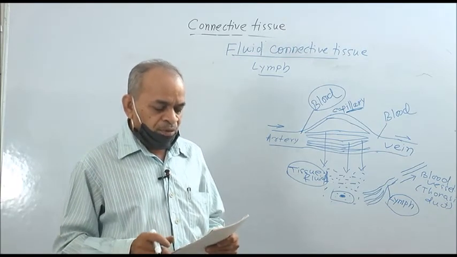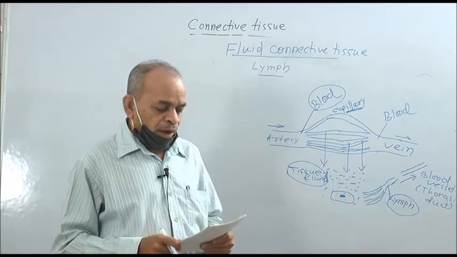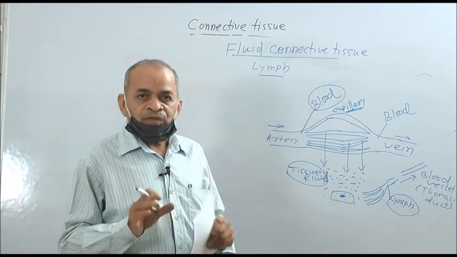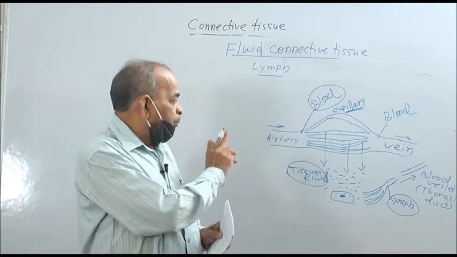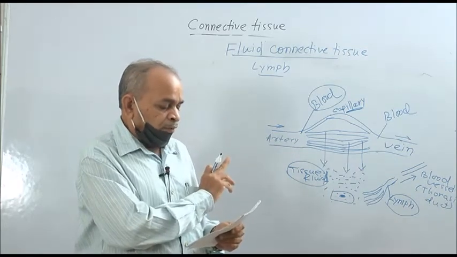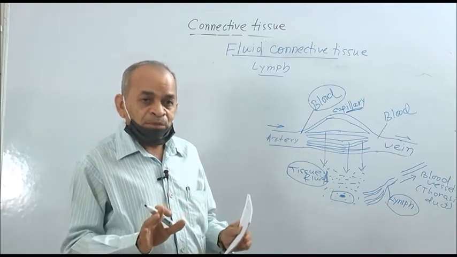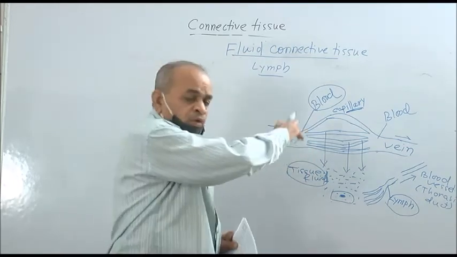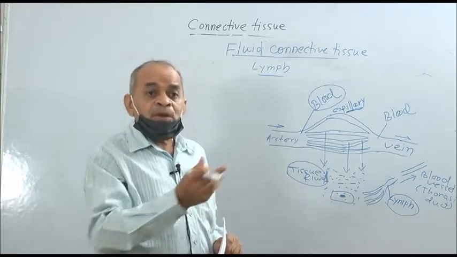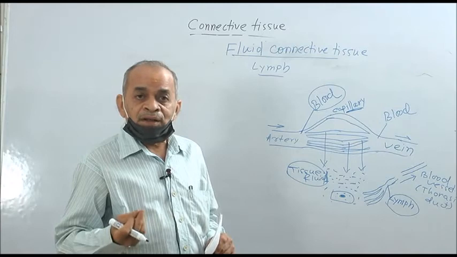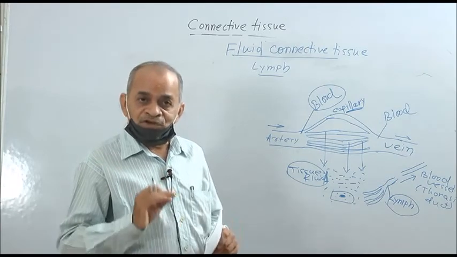Lymph differs from blood in the absence of RBC. So there is a difference between the lymph and the blood. In the blood there is RBC, in the lymph there is no RBC, because only the filtration of plasma occurs. That is why blood is red in color and lymph is white, colorless, because of the absence of RBCs.